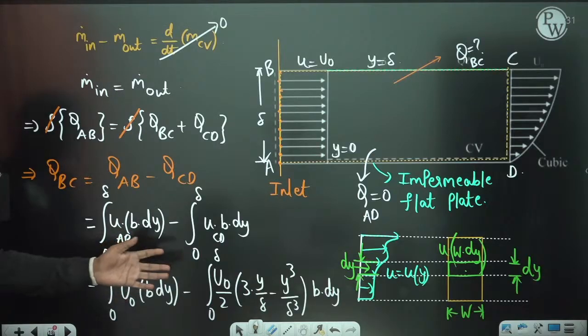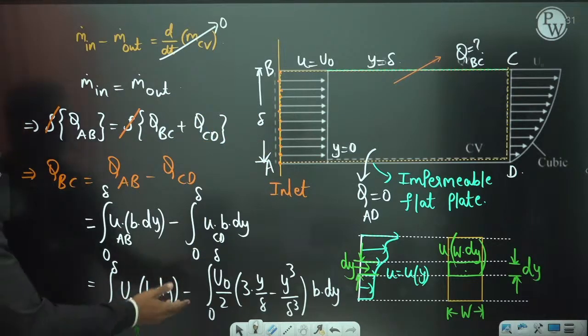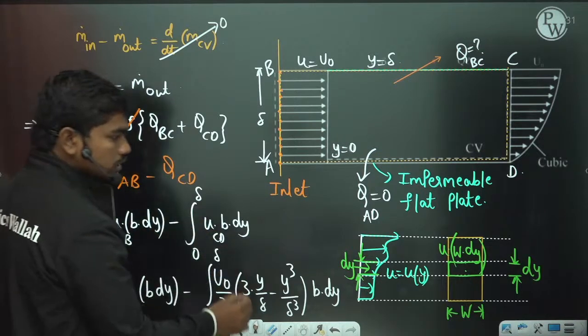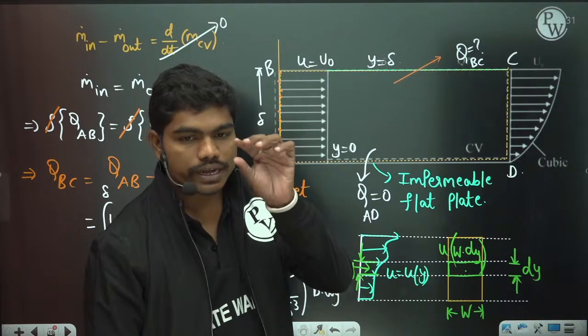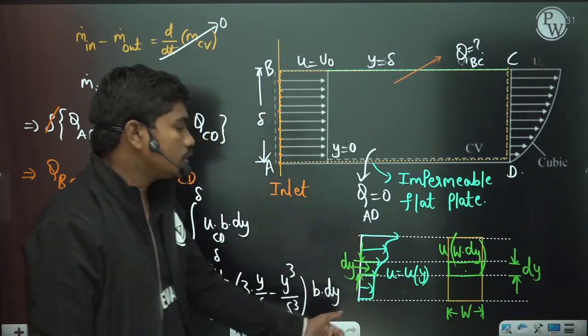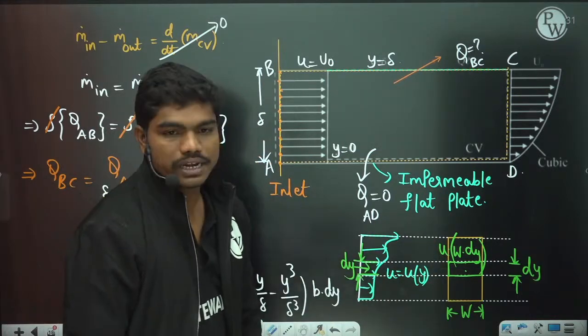The only thing is, it's very simple. If this is the function, I told you how to calculate the discharge when the velocity profile is changing. When the velocity profile is changing, you take a small thickness dy and then you do the integration u into w into dy.